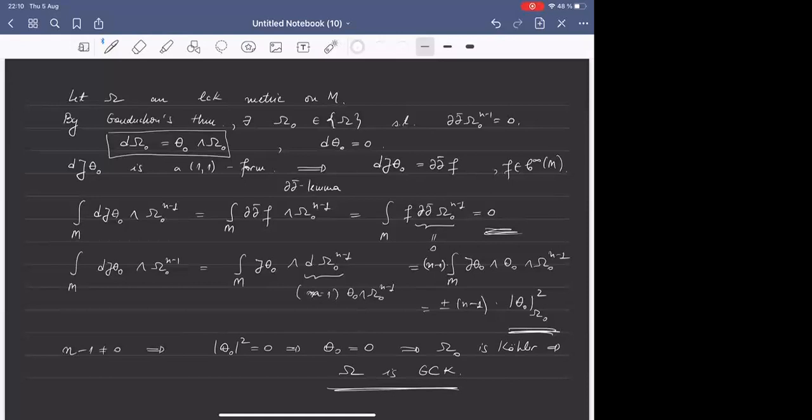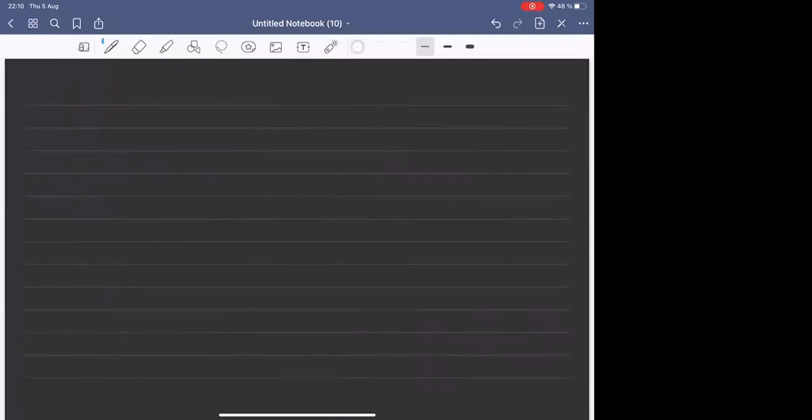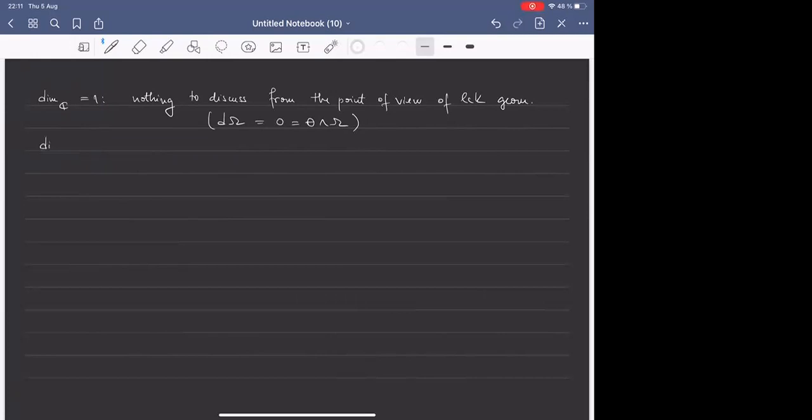Where should we start the search for interesting examples? As you probably noticed from the constraint I put on the dimension in the previous theorem, in complex dimension one, things are not interesting. There's nothing to discuss from the point of view of LCK geometry, because in complex dimension one, both d omega and any theta wedge omega are zero since they are three forms. On a complex curve, any three form vanishes. So things start to get interesting from complex dimension two onwards.